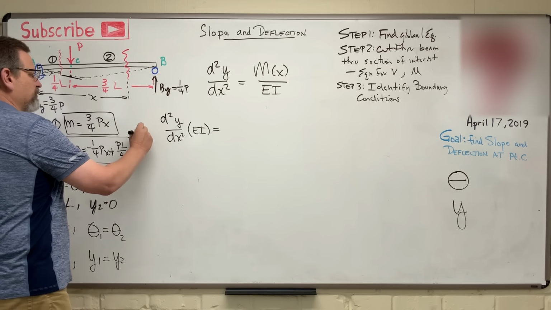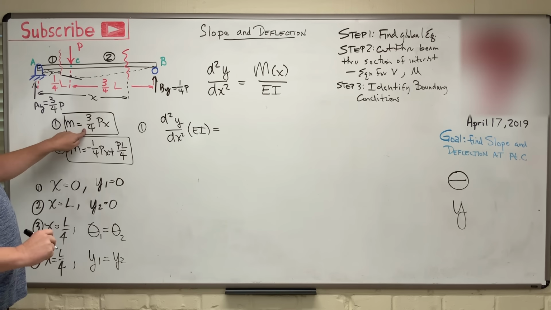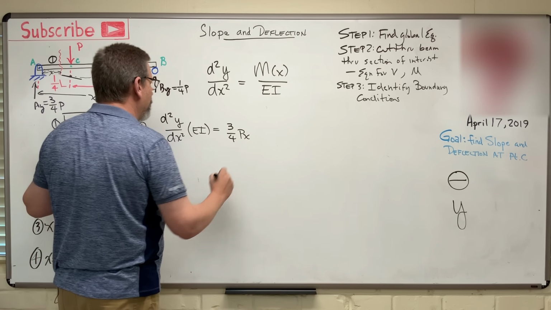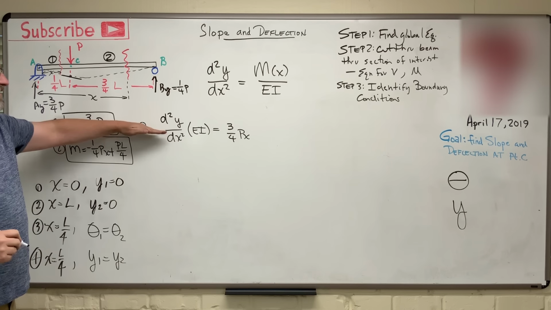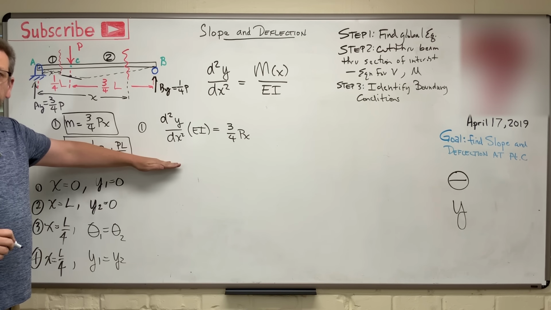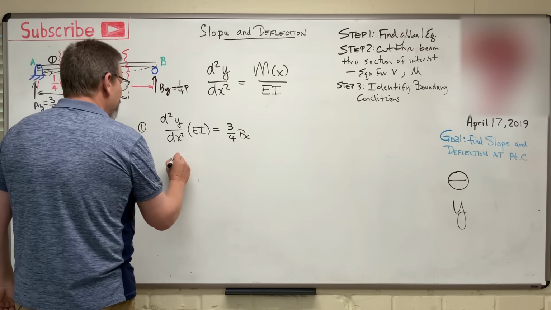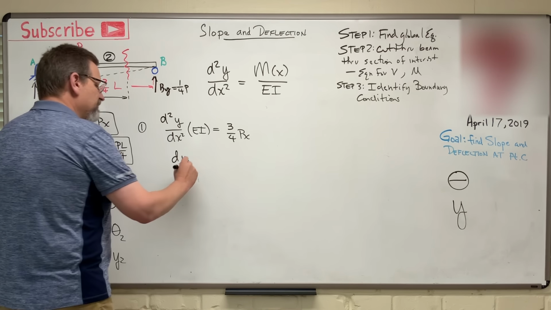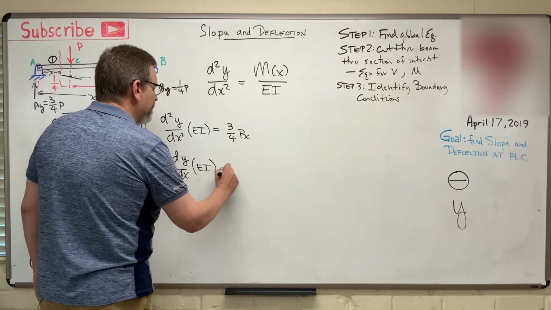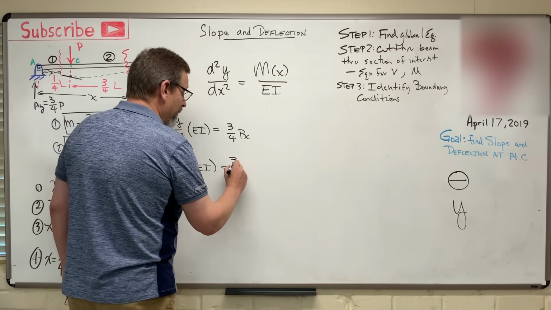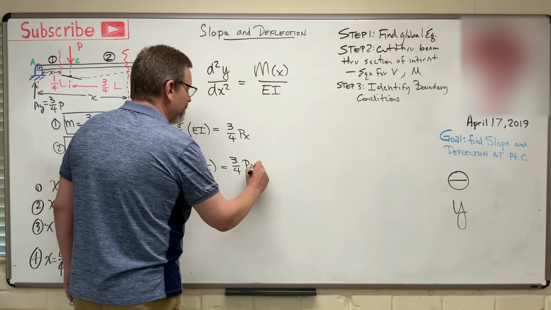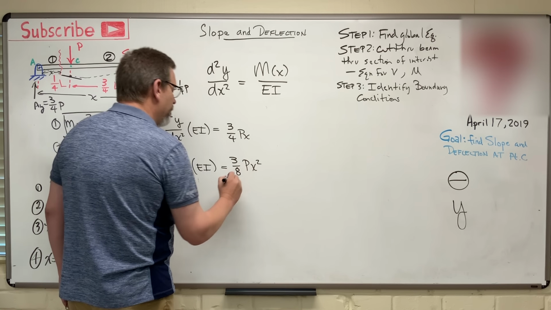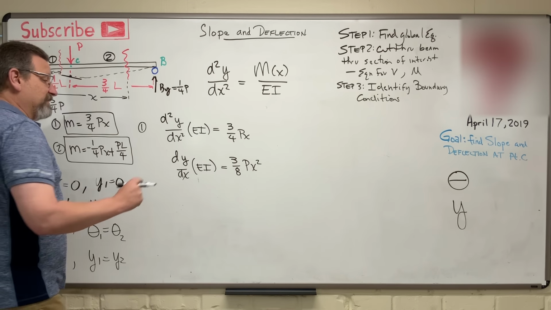This is for section 1. This moment equation here, 3/4 px. This is the moment, so we're going to integrate it. Here we go. We get dy over dx times EI is equal to a constant 3/4 p, and then this turns into x squared over 2. Let's make that into an 8. There you go. Now it's integrated one time.